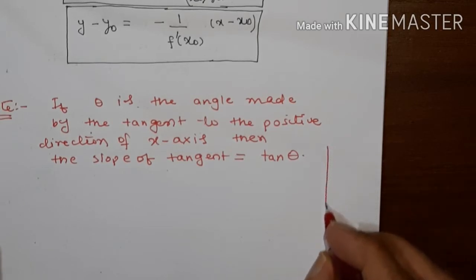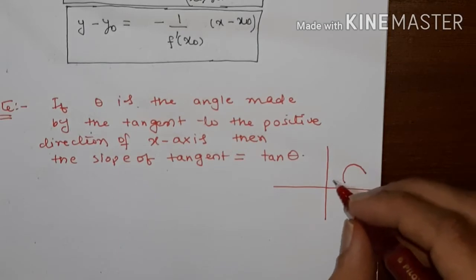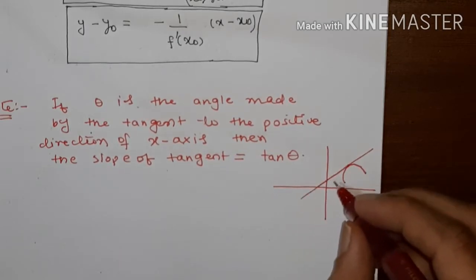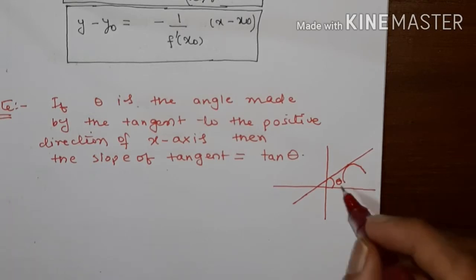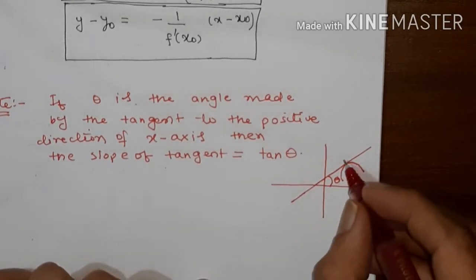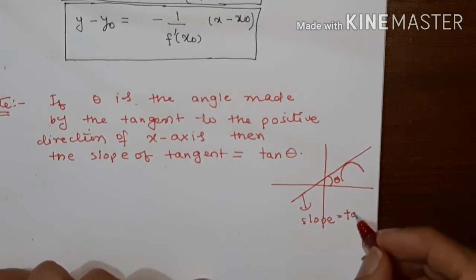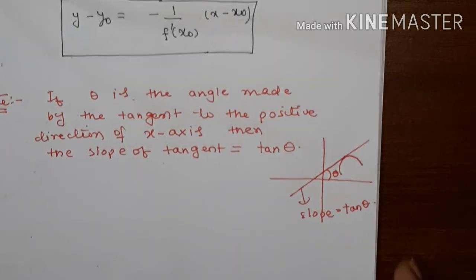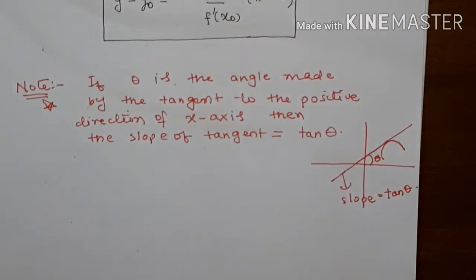So if you have the graph of the function in this way, and you are looking at this point and taking the tangent, you can see that this tangent is making an angle, say theta, here. So what will be the slope of this tangent? The slope of this tangent will be nothing but tan of theta. This is a very important note, so please remember it.